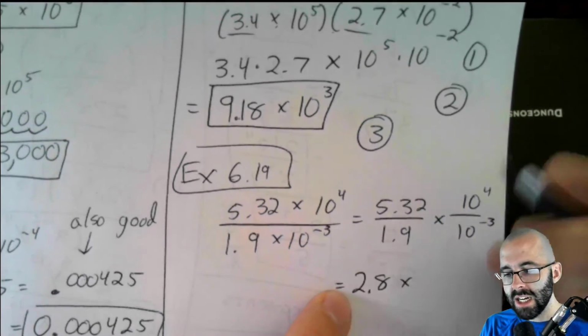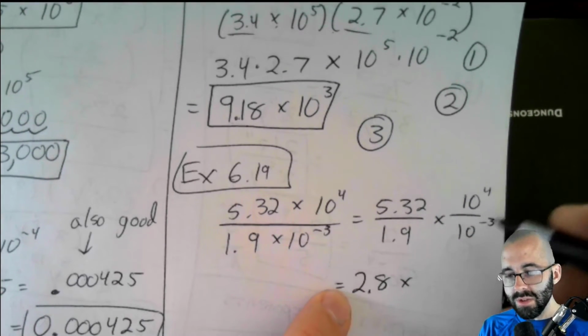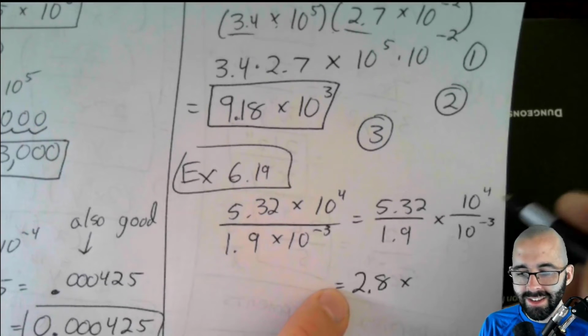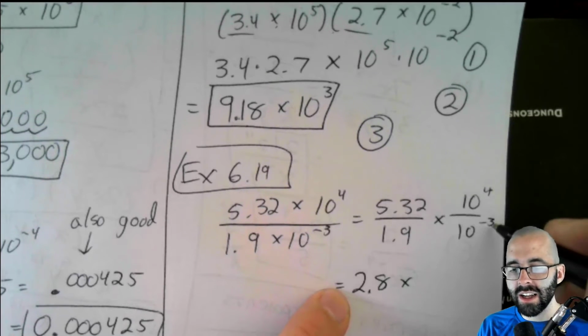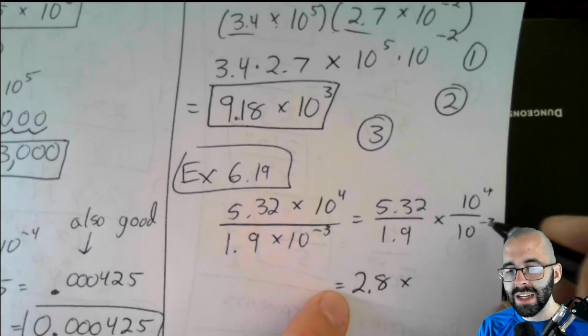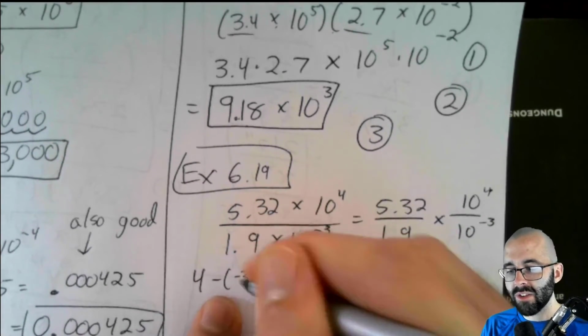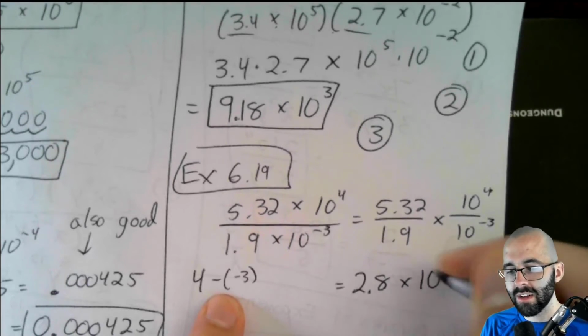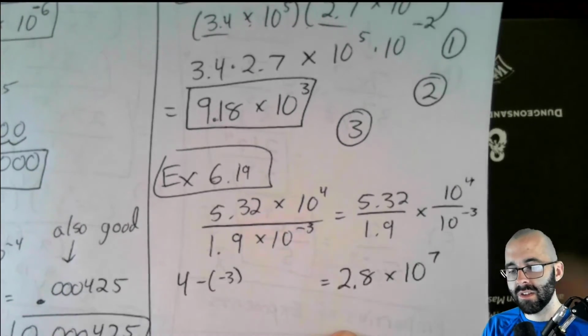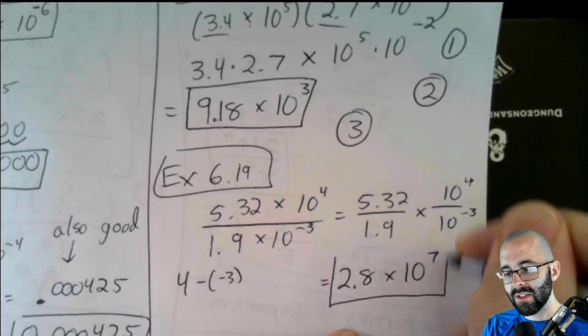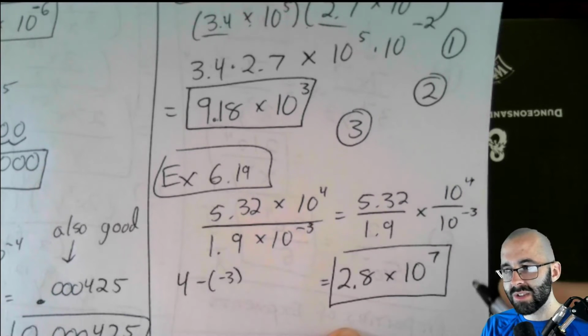So 2.8 times, we get to use the quotient rule. I'm back to whispering. Subtract 4 and negative 3. 4 minus negative 3. Right, that's 4 plus 3, that's 7. Okay. That's our answer here. Oh, that was step 2. I didn't do step 3 yet.